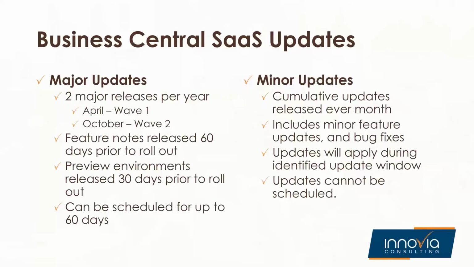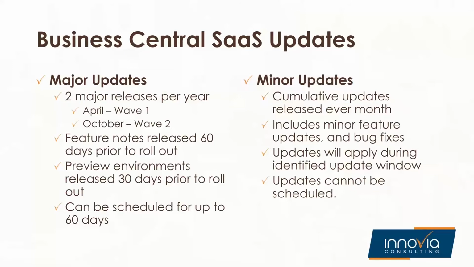So Microsoft has 2 update channels that they follow. They have a major update channel, and then they have a minor update channel. Minor updates are what are called cumulative updates. They're released every month, and they usually include bug fixes and minor feature updates. It's very rare that Microsoft will release a major feature update, although they did in version 17.1. They released an entire update to their email functionality, but it's very rare Microsoft will put a major feature in a cumulative update. Typically, they're just bug fixes.